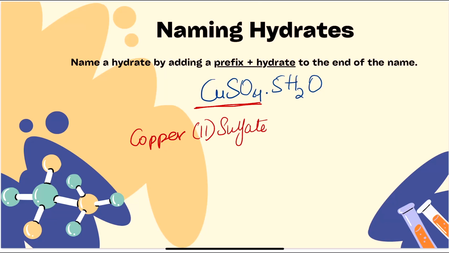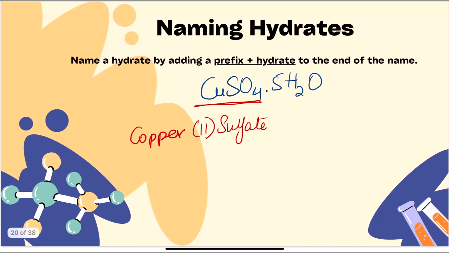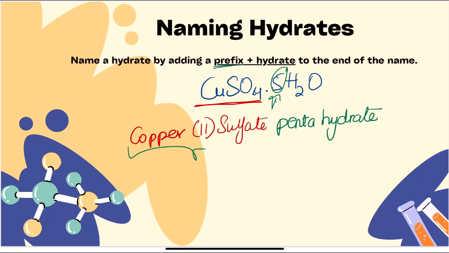Then what you do is you take care of this part of your hydrates. How many waters do I have? So I have 5. So I use the prefix. So I say pentahydrate. And that's it. So you have the first part, which is as normal as an ionic compound, and the second part you just show how many water molecules are absorbed into the compound. So this is pentahydrate.